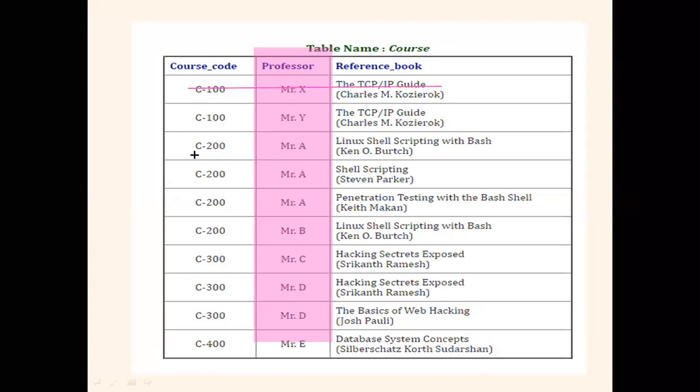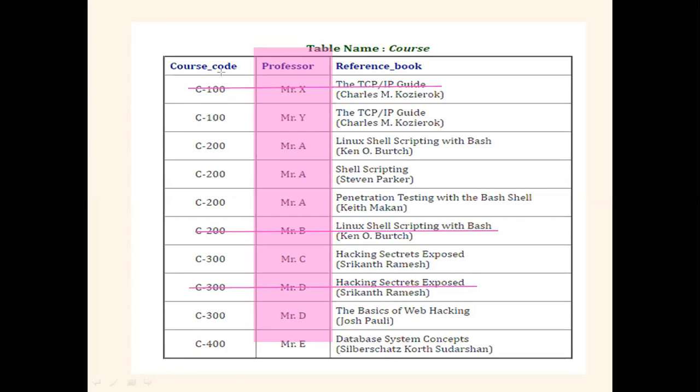Now what do we have? We have C200. Here also C200. It uses a Linux shell script with bash. Here only, the shell script with a different author. Then C200 where we have penetration testing. Here also C200 is repeating again. So what do we do? We remove the particular tuple from the execution, so we have removed the dependency. Again, this is C300 which has a dual repetition. Now we are removing the tuple.